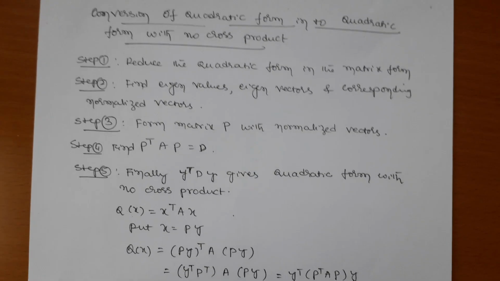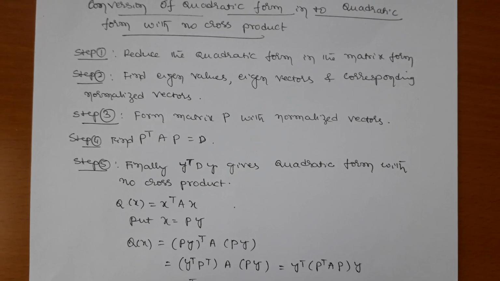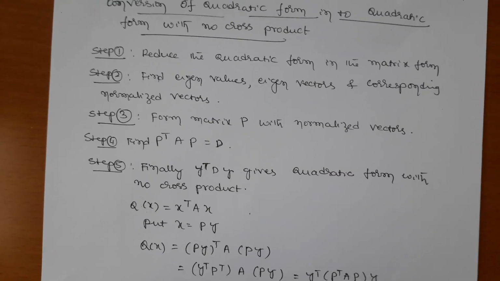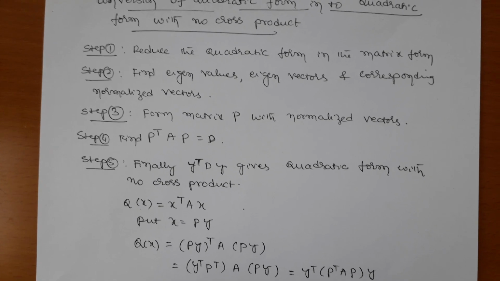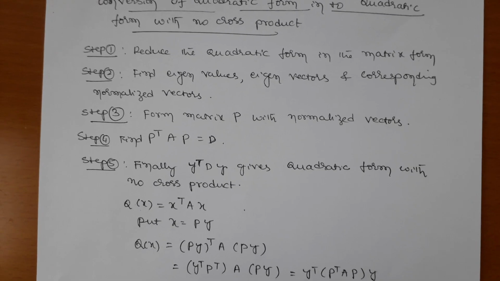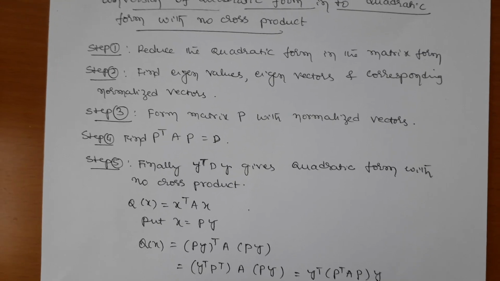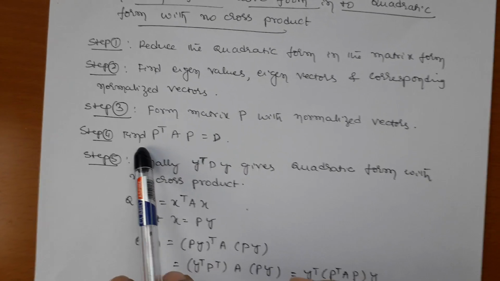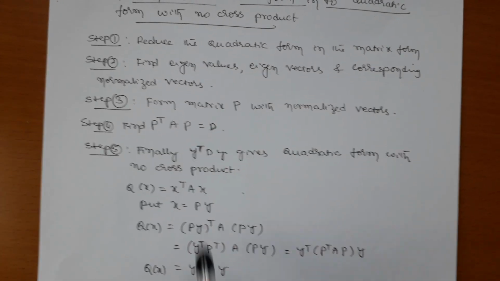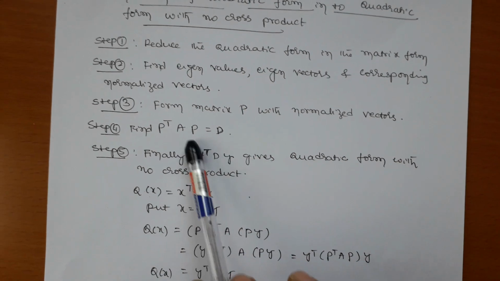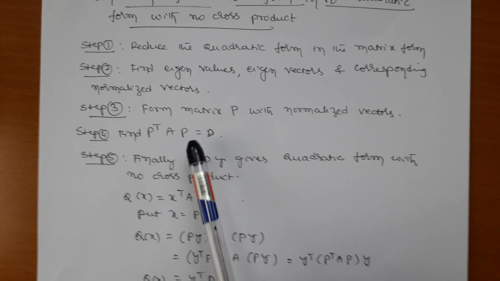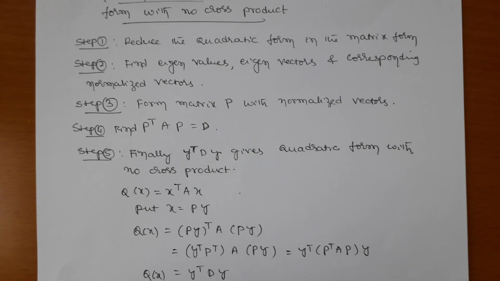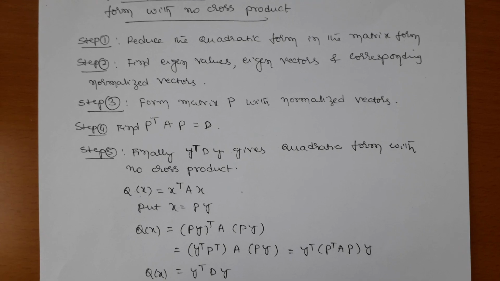Now, what are the steps I have to follow? The steps are the same as for diagonalizing when the given matrix is a symmetric matrix, and from the diagonalization, how to obtain the diagonal matrix. Same steps up to step 3, up to step 4. After that, the final conclusion is that once we get D, you have to multiply y transpose D y. That gives a new quadratic form that doesn't have any cross product terms.